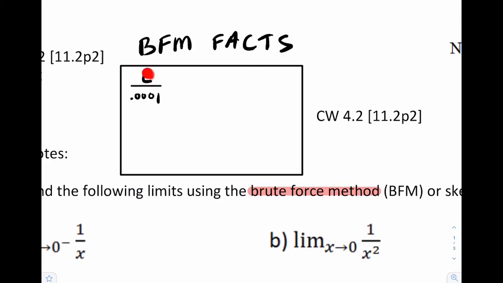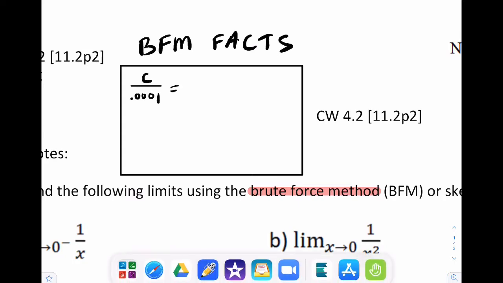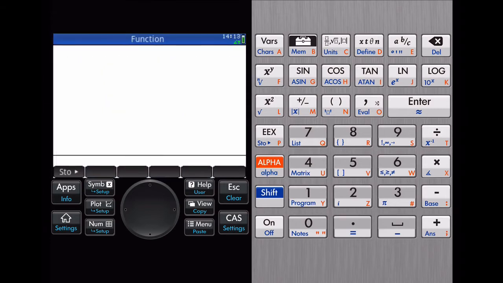If you imagine a constant over 0.0001, think about what happens. And if you're not sure, we can grab a calculator. So imagine my calculator here. Let's say I do 5 over 0.0001. Notice the number gets huge, becomes 50,000. Now if I do 5 over 0.000001, it keeps getting bigger.